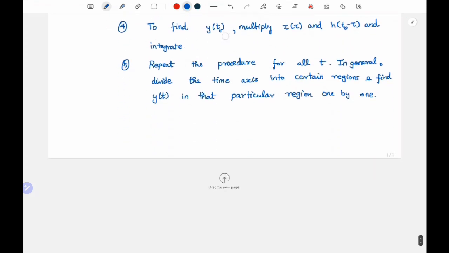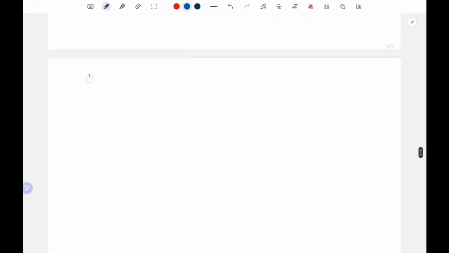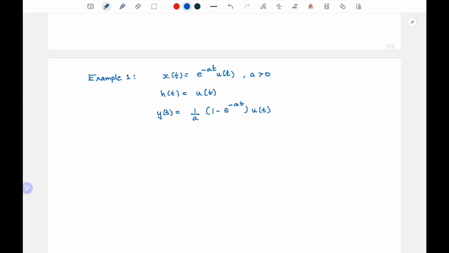So we already saw one example in the last class. So example 1, we actually took x of t to be e power minus at u of t and a greater than 0, and h of t to be the unit step function itself. And we obtained y of t to be 1 by a into 1 minus e power minus at u of t, right?